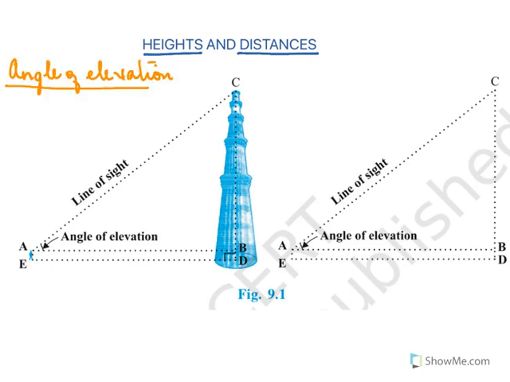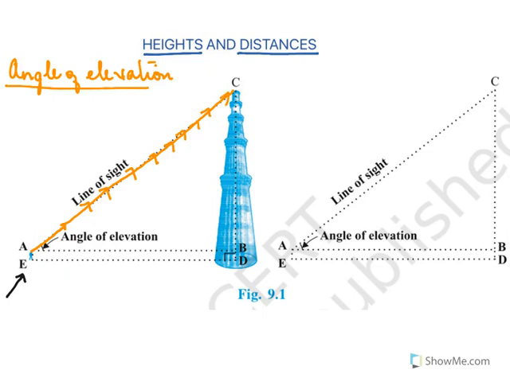To understand what is angle of elevation, look at the first picture. Here you have a person, and this person is looking at this tall tower. I think it's a Qutub Minar here. So let us learn what you mean by angle of elevation. Now this person, his line of sight, he looks at the top of the tower. So this is his line of sight.